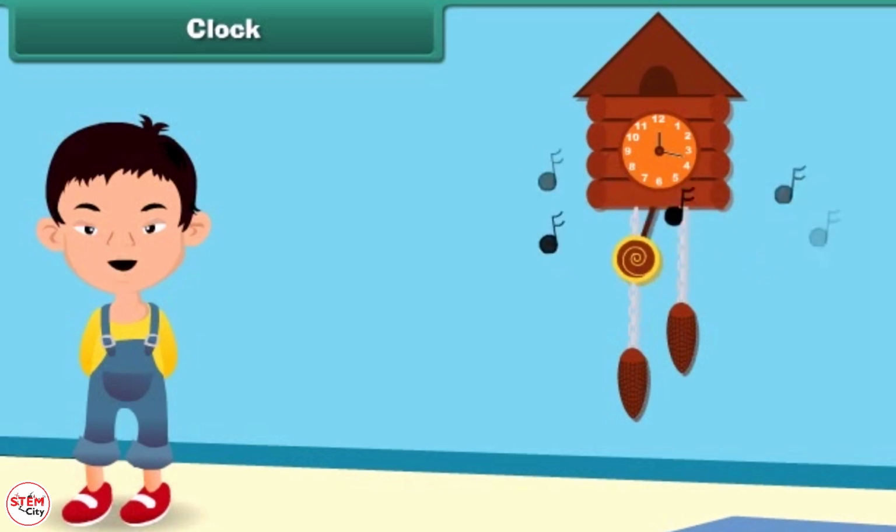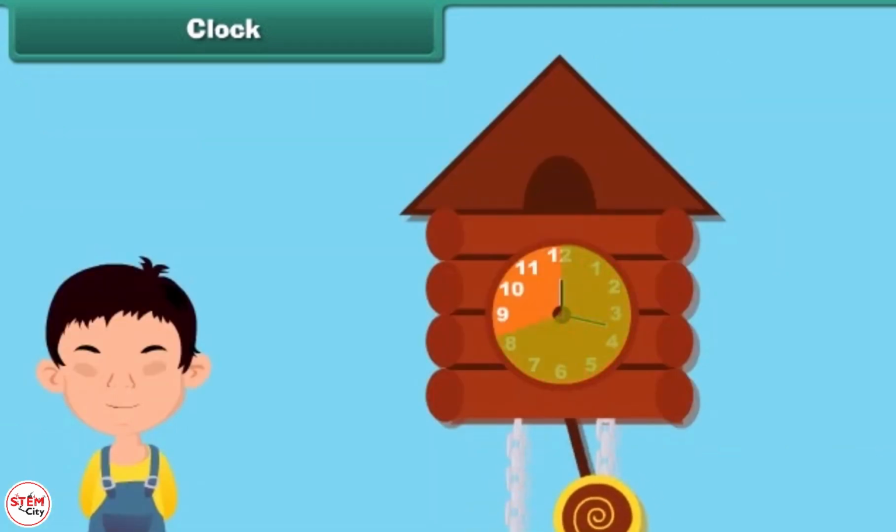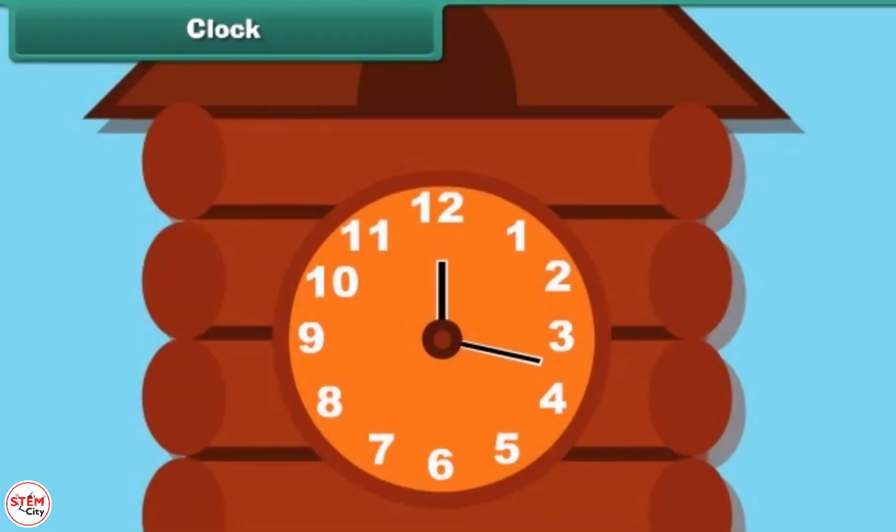The clock tells us the time. There are 12 equal divisions in a clock. They are named as 1, 2, 3, 4, 5, 6, 7, 8, 9, 10, 11, and 12.